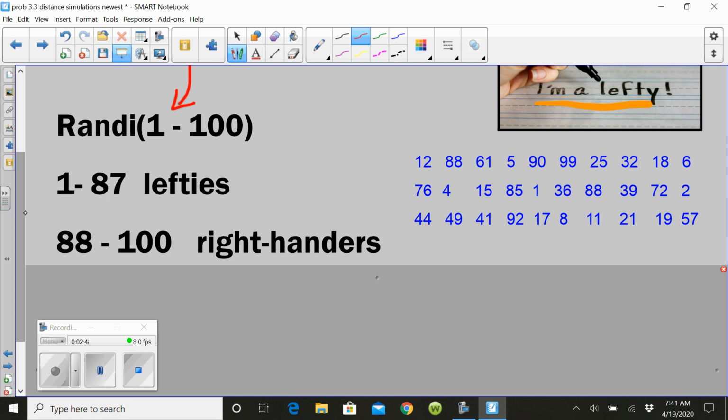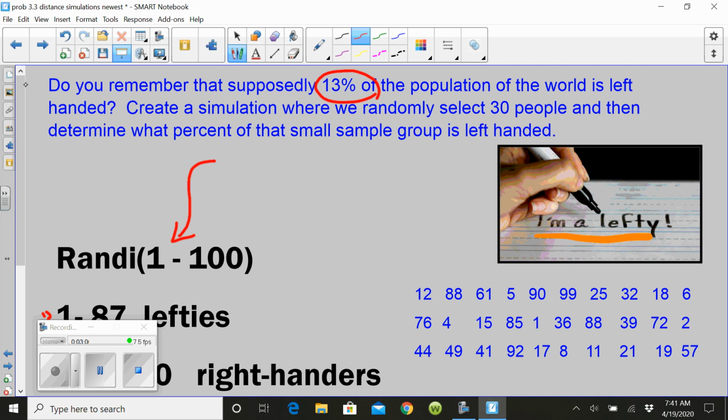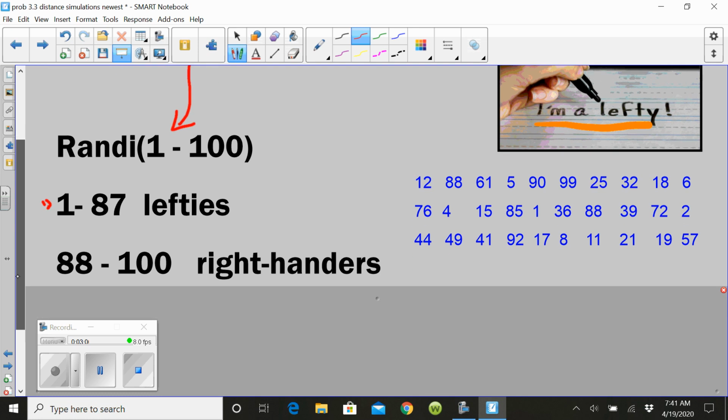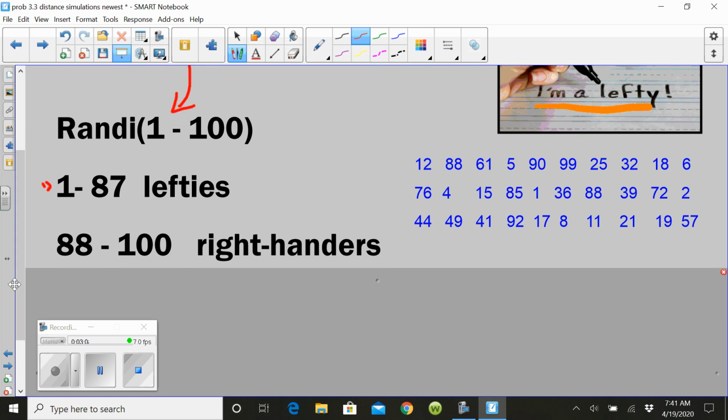I declared, first of all, that the numbers 1 through 87. Wow. I think I made a mistake. Let me go back. I did that wrong, didn't I? Lefties are going to be 13%. Wow, can I fix that here? I don't know what I was thinking. I actually did it backwards.